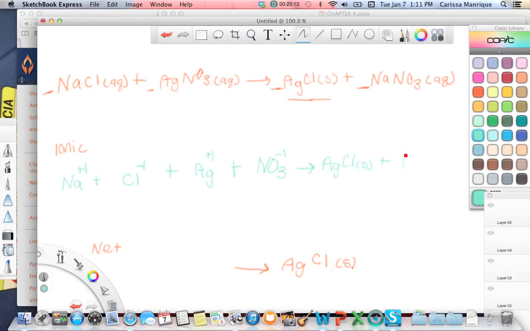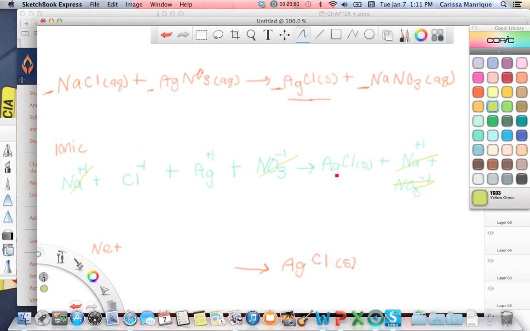Plus sodium, again, is going to be a +1 charge. And then plus, I can write it over here, NO3. We already said NO3 has a -1 charge. So now let's cancel everything out. Sodium over here, sodium over there, so those will cancel. NO3 here, cancel. And there's a NO3 right here. Anything else? Nope. So this is what's left over.